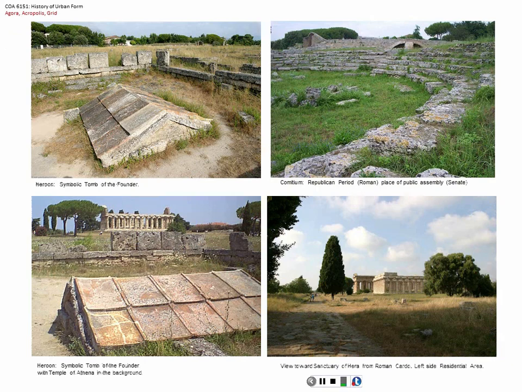Let me advance this. So a couple of the elements that are interesting within the Greek elements within the city of Posidonia, which will convert in the 3rd century to the city of Paestum, is the Heroon. This is the symbolic tomb of the founder. Some of you have been there, I would assume, and you've heard the discussion.